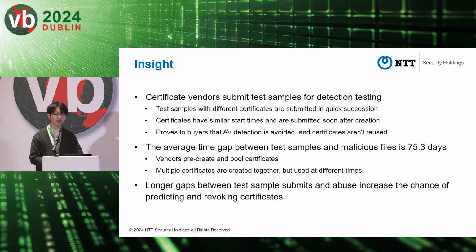Therefore, if we can predict which certificates will be abused and revoke them during this time window, we have the potential to disrupt the entire attack campaign. In other words, if we can identify test samples and predict which certificate will be abused within the 75.3-day window, revoking those certificates would render them unusable for attackers, leading their attacks to fail.